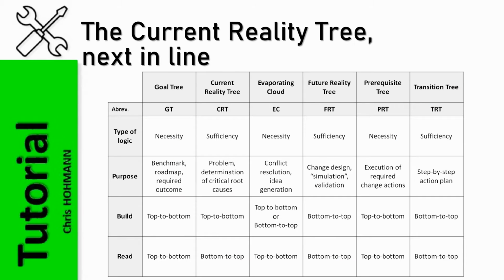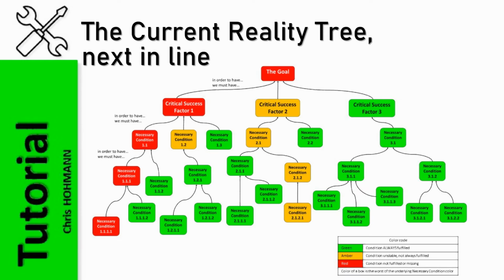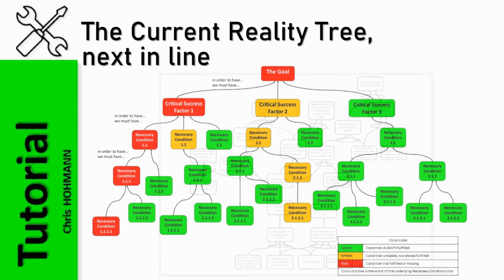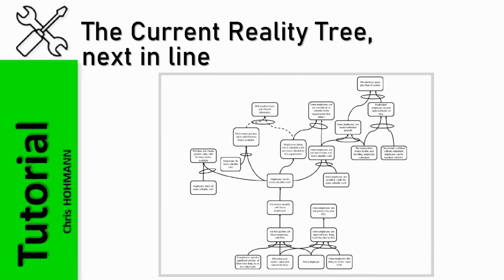The current reality tree, or CRT, is another type of logical tool used to identify the critical root causes of a problem, like for what reasons we are not achieving our goal yet. From the goal tree's critical success factors, the analysts dig down until finding the critical root causes.